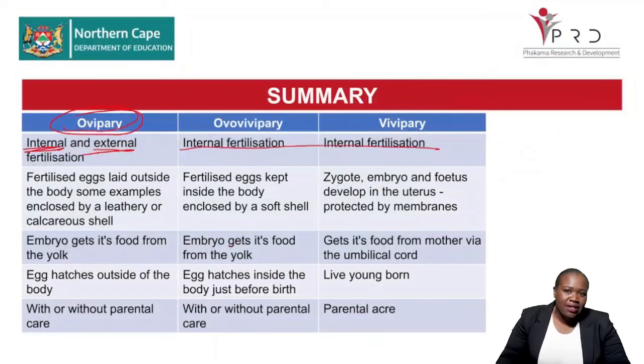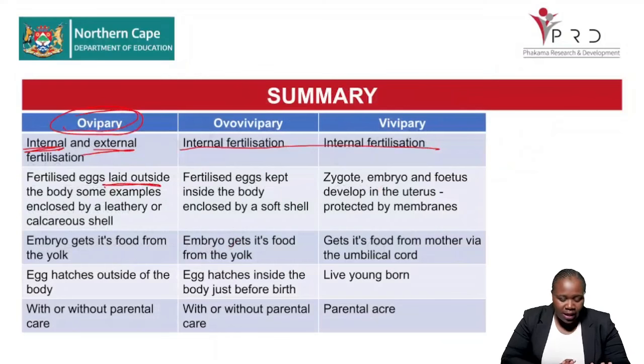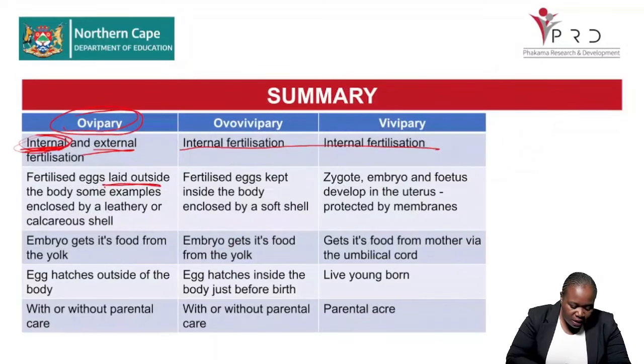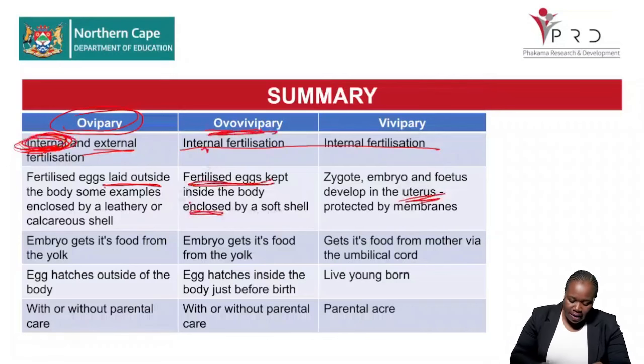The other two, fertilization is internal, mainly because development is also internal. Okay, the fertilized egg is laid outside, not internally, meaning that even if internal fertilization occurs, the egg will be laid and allowed to develop outside. Right, and then the fertilized egg here, because remember, ovovivipary, we have an egg. This egg is fertilized internally and it develops internally. With vivipary, there's no egg. Development takes place inside the uterus, internal fertilization, internal development.